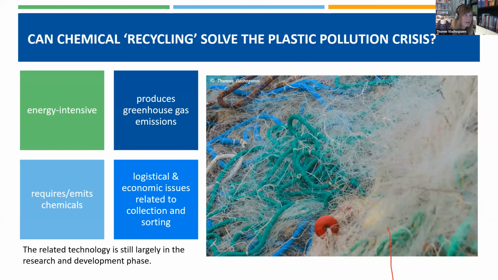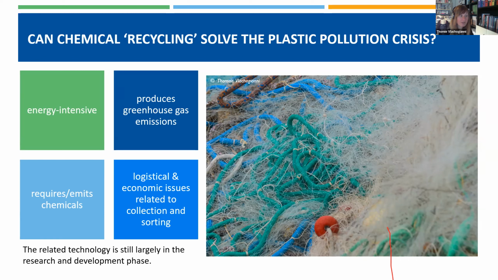So now coming back to another aspect, and this is chemical recycling. You see the term recycling in inverted commas, because nowadays there is a lot of discussion at policy fora about whether chemical processing of plastics is recycling per se. The answer to this question is that chemical recycling is energy intensive, it produces greenhouse gas emissions, it requires and emits chemicals, and it's difficult when it comes to the logistical and economic aspects of collection and sorting. So basically this technology for chemical recycling is largely in the research and development phase.